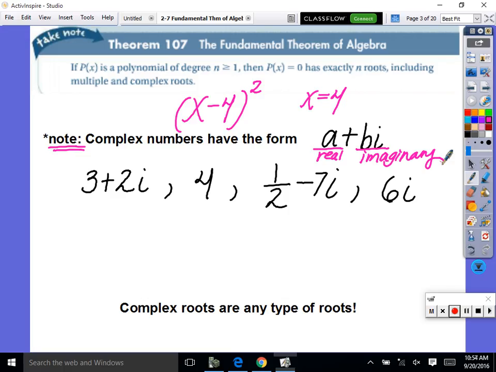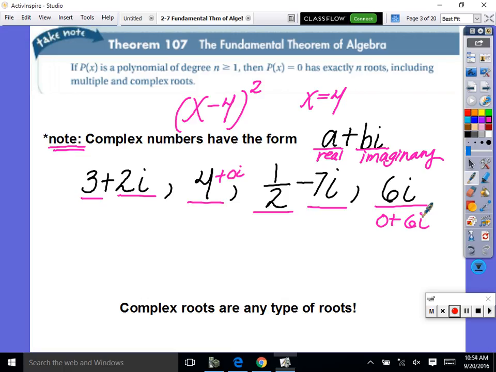So everybody look right here. These are just examples of complex numbers. 3 plus 2i, where 3 is the real part, 2i is the imaginary part. 4 is actually a complex number because technically that's 4 plus 0i. Does everybody understand? So even 4 is still a complex number. A half minus 7i, there's our real part, there's our imaginary part. 6i is a complex number because that's technically 0 plus 6i, where 0 would be the real part and 6i the imaginary. So guys, is it making a connection that any number is considered a complex number?